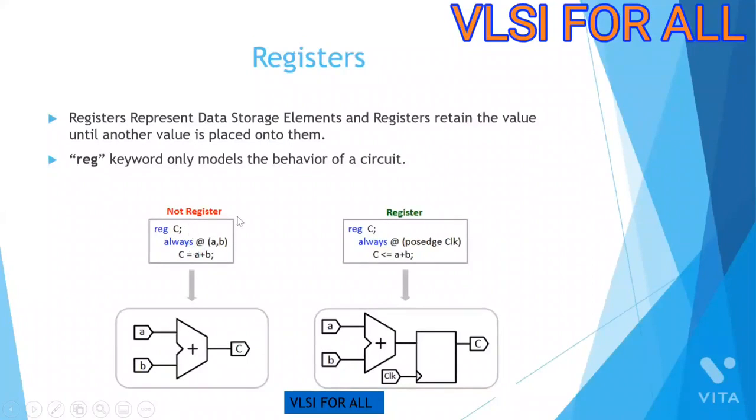So that's another difference between registers and wires. Registers are only for modeling the behavior of the circuit. So this one is not a register. Normally we write like this at the passage of a clock, where you do not want to assign to C unless one of them changes. Otherwise, if you want to model a combinational circuit, these have to be inside procedural assignment, not continuous assignment. We'll see what procedural and continuous assignment are.